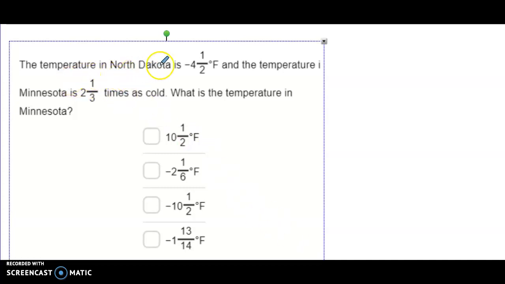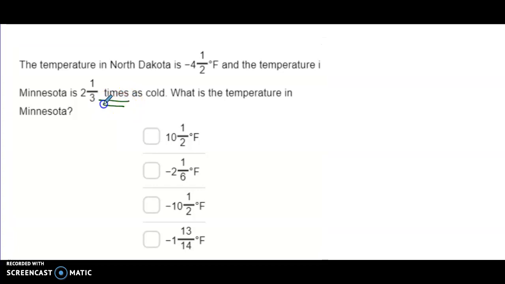The temperature in North Dakota is -4.5 degrees Fahrenheit, and the temperature in Minnesota is 2 1/3 times as cold. So they kind of tell you right there what you need to do. So -4 1/2 times 2 1/3. Okay, a negative factor times a positive factor. I only have one negative, so I know my product will be negative, so that eliminates that as a possible answer.